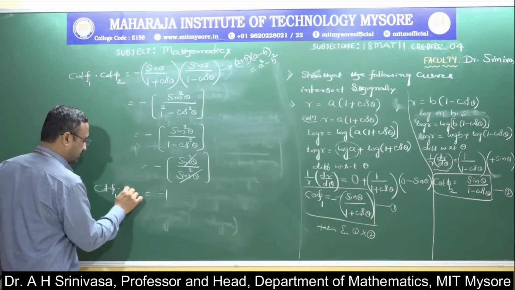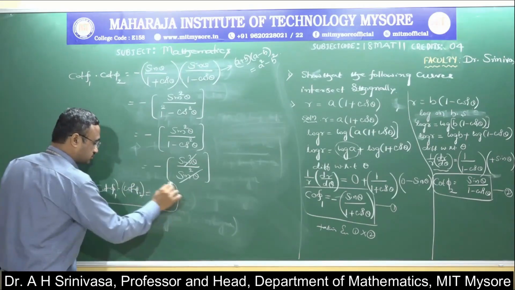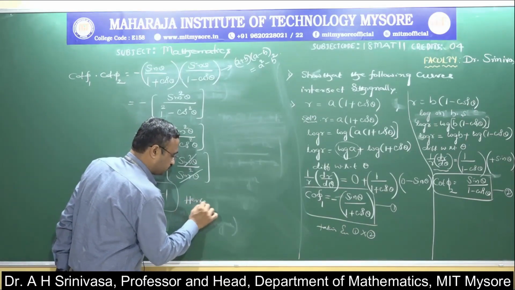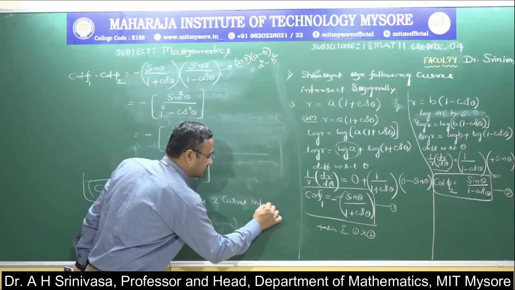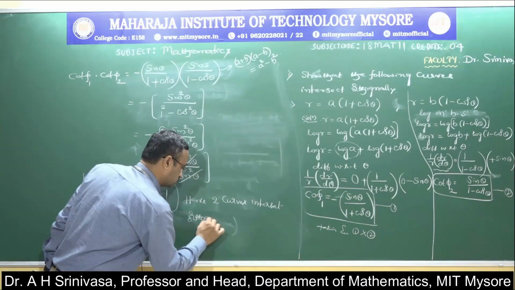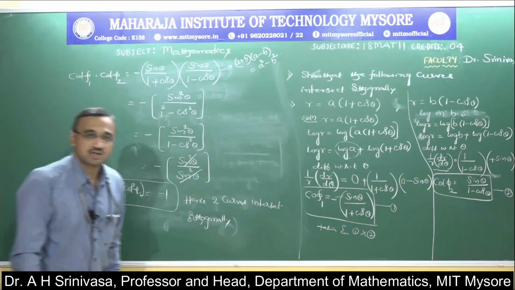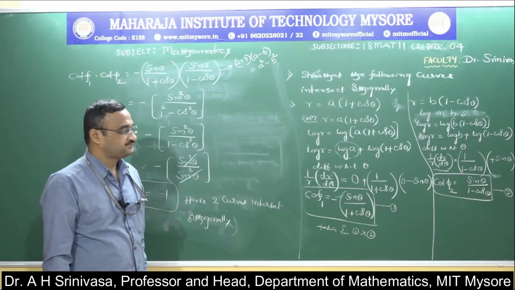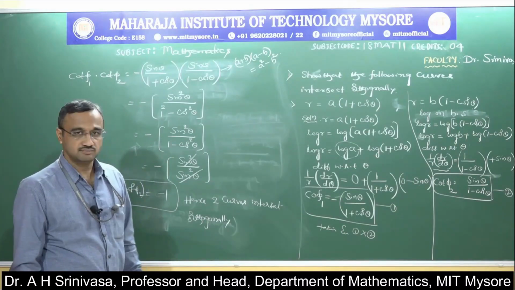That is cot phi 1 into cot phi 2 equals minus 1. This shows that, hence, the two curves intersect orthogonally. Hence the two curves intersect orthogonally. This is the procedure we have to follow to solve this type of problem, when two curves intersect orthogonally.